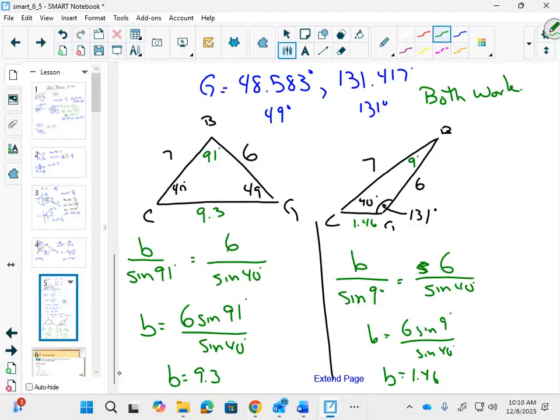So if I would use my sine law and then I would get an angle that adds up with the angle I already have to over 180, that wouldn't work. That's right. Then you would only have the one triangle.